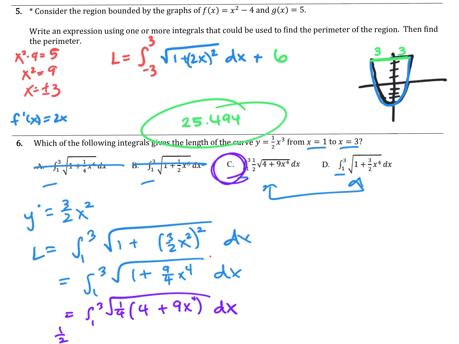So key ideas in this section: finding the length using the arc length formula, make sure that you're using a smooth curve, make sure you're finding the derivative, and that you're plugging everything in clearly. Draw pictures as needed to help you out.